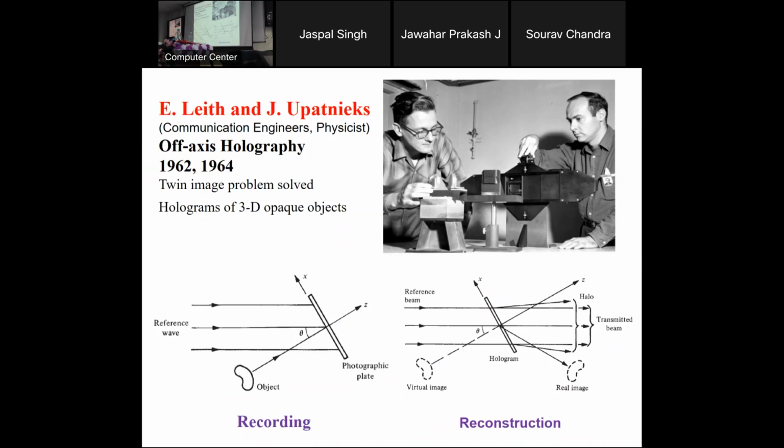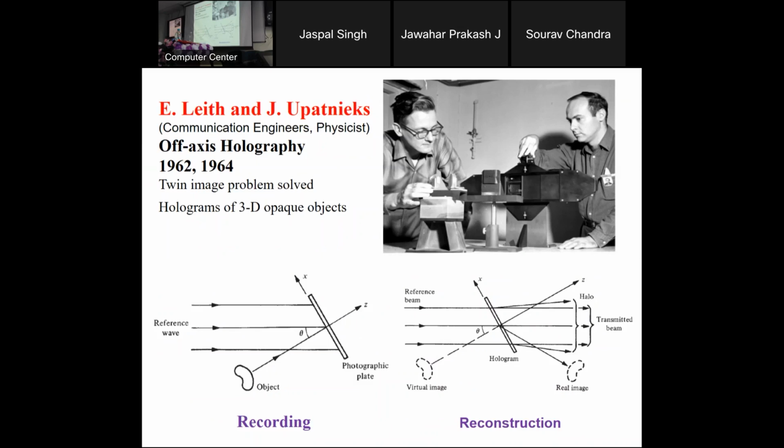And now you can see what happens if you illuminate. The same beam is now the reconstructing beam. This was the process of recording. This is the reconstruction process. Some of the light will go direct, as in your spectrometer experiment. There is zero order diffraction. So here also there is zero order diffraction. Now the light goes like this. It gives rise to two waves in reconstruction. There is a virtual image and there is a real image.